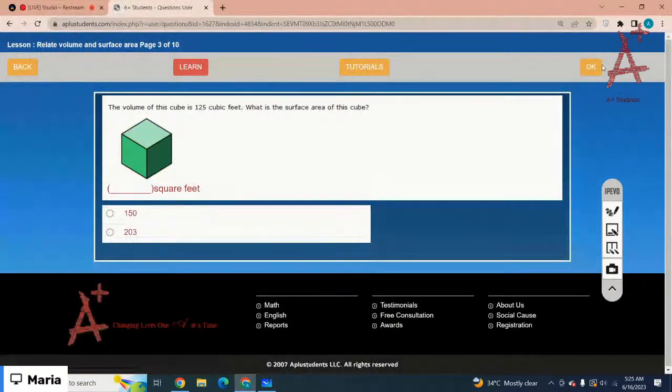Okay, the volume of the cube is 125 cubic feet. What is the surface area of the cube? The volume is 125 cubic feet.